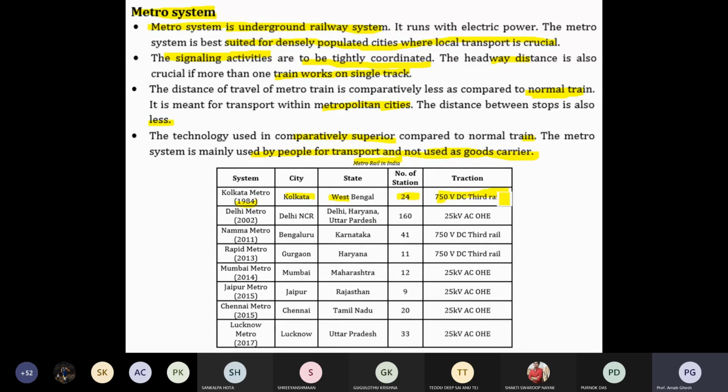Third rail means, if you go to Calcutta and avail that metro rail, you can see two tracks for the railway, and another third track that is guarded with a red color slab. Below that, there is another track that looks like a rail line, like a railway track. That is called the third rail.